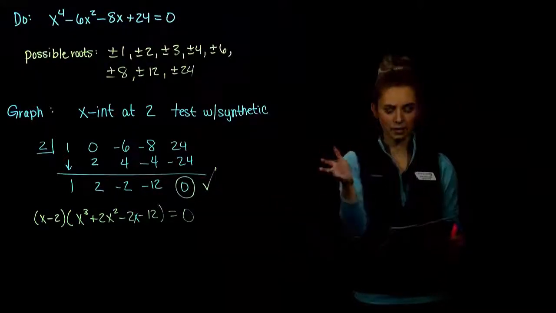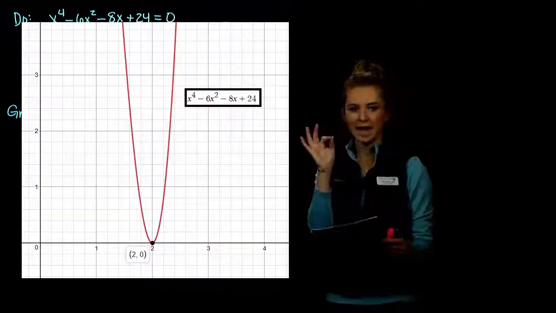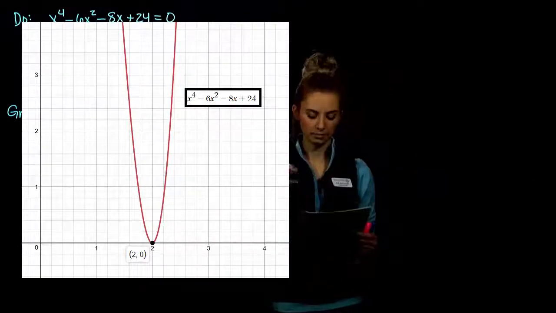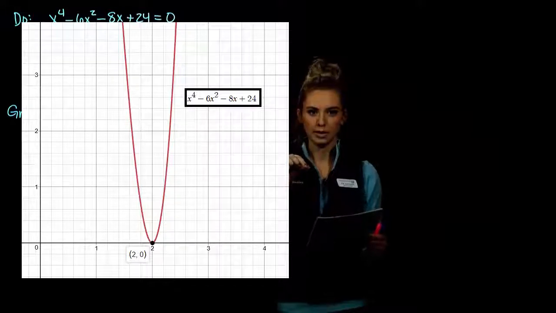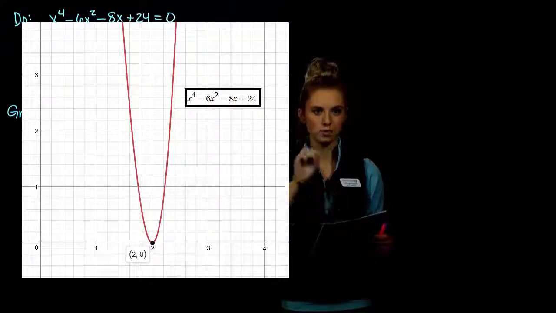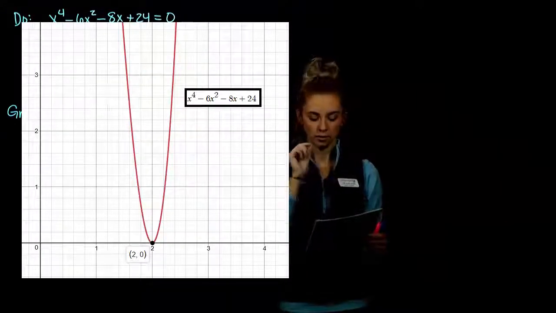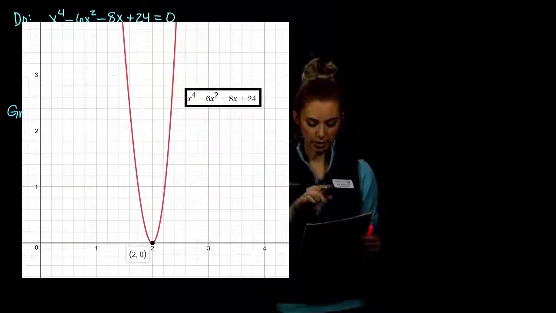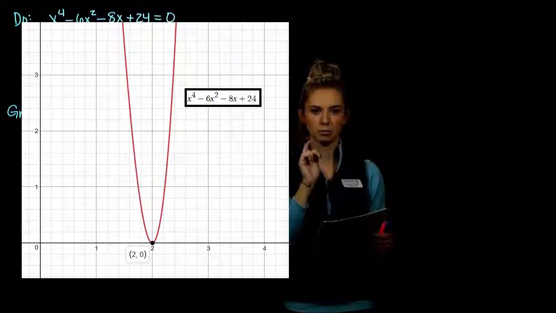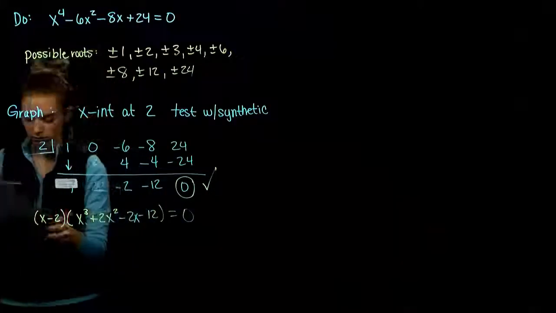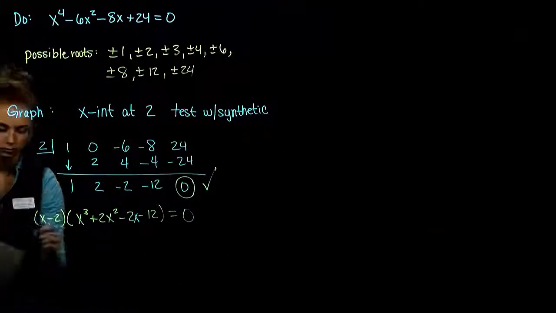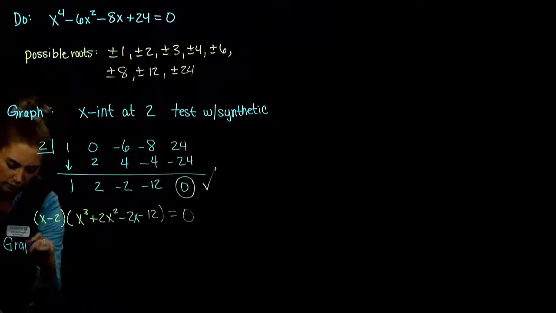So look back at the graph again, and at 2, what happens? My graph comes down, it touches 2, and is it passing through, or is it turning around? So it touches 2 and it turns around. So we know we have multiplicity there. So what does that mean? So looking at that graph again, going back to the graph, super helpful.